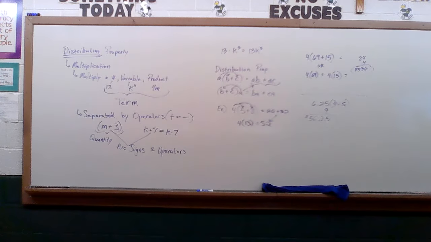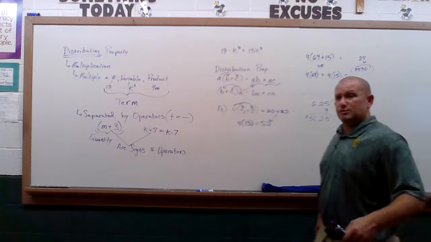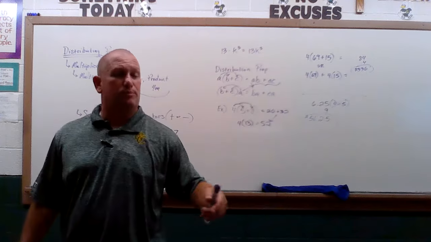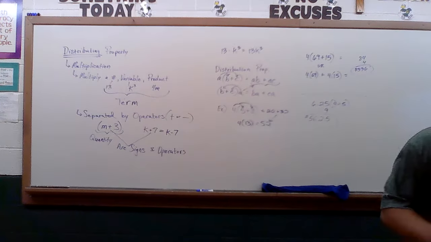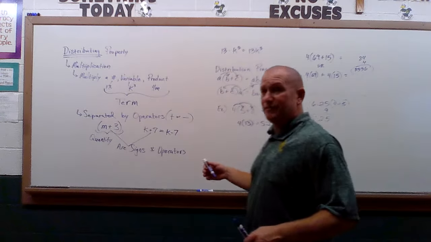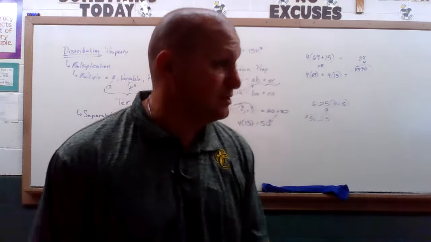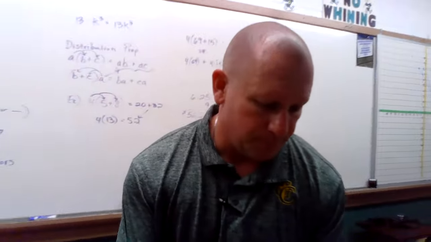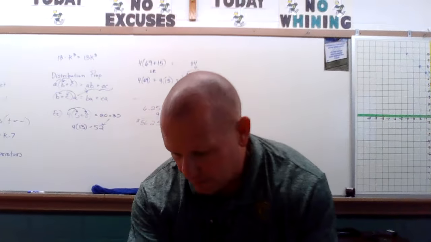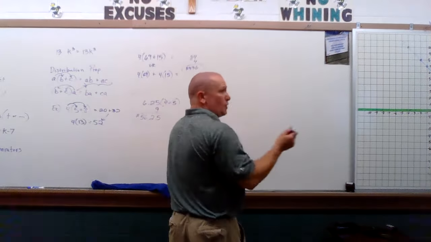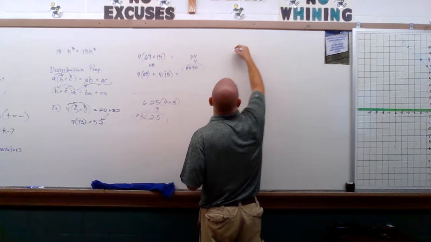Again, what's an expression? An expression does not have an equal sign. And if it's an algebraic expression, we're probably going to also include what? Variables. Exactly right. So not only are we going to have numbers involved, but we're going to put variables in them too. Same concept, same rules with multiplication, but now we just include variables.